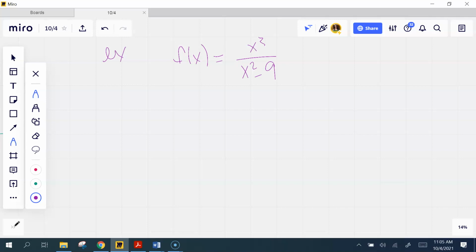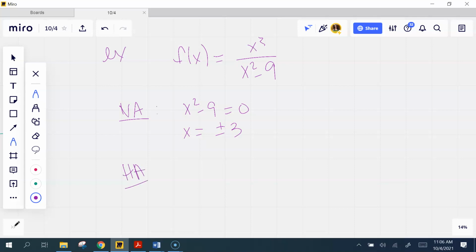Let's say I have x to the third over x squared minus 9. Do I have any vertical asymptotes here? 3 and -3. I got both, right? So how'd you get that? Tell me, for those that don't know. I do x squared minus 9 equals 0, so I got x equals plus or minus 3. Everybody okay there? Do I have any holes? No, I don't have any holes because they don't cancel out.